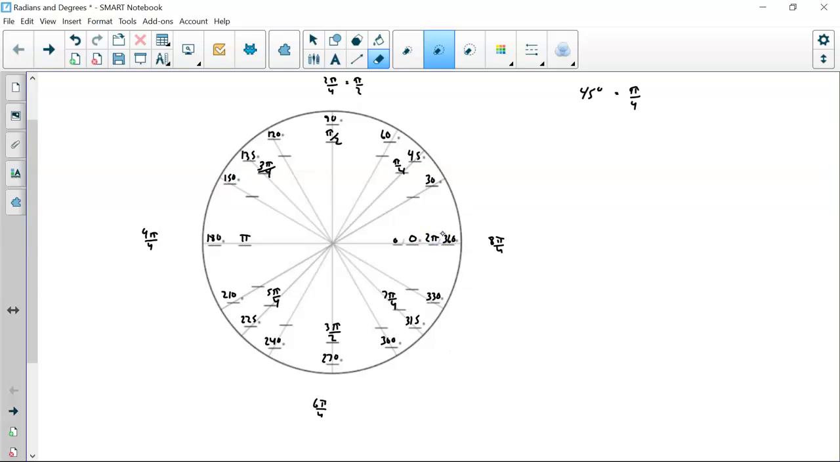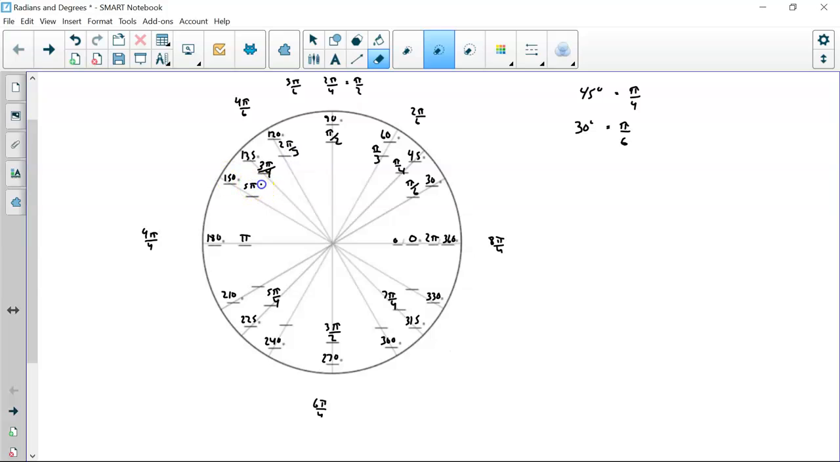Now, after I do the pi over 4s, I do my 30 degrees. And every 30 degrees is a pi over 6. So for 0, and then we're at pi over 6. Then we're at 2 pi over 6, and that reduces to pi over 3. Then we're at 3 pi over 6, which is 1/2 pi. We already have that. Then we're at 4 pi over 6, which reduces to 2 pi over 3.